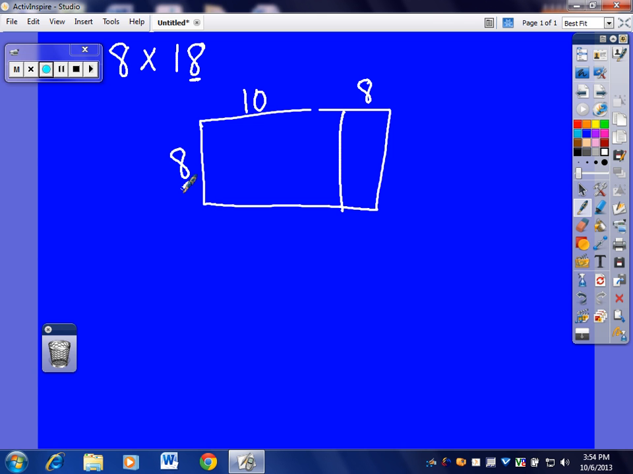We're going to multiply 8 times 10. Then we're also going to multiply 8 times 8. Okay? And this is pretty much the distributive property. So we're not only using the expanded form, but it's also the distributive property because we're splitting the 18 up into parts, spreading out our multiplying, and adding it together, which seems so confusing, but if we break it down step by step, it's not so bad.